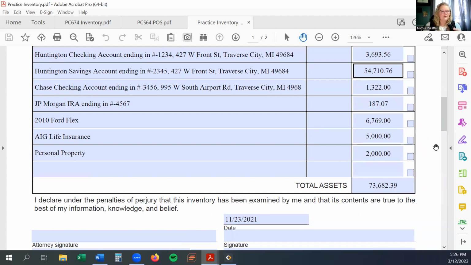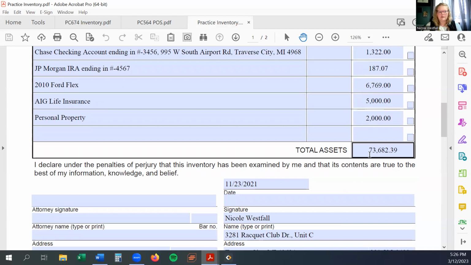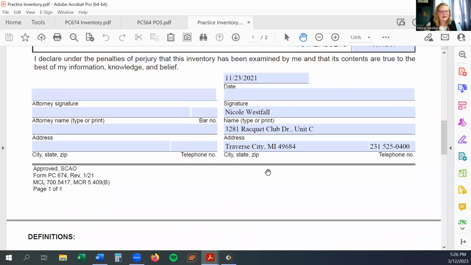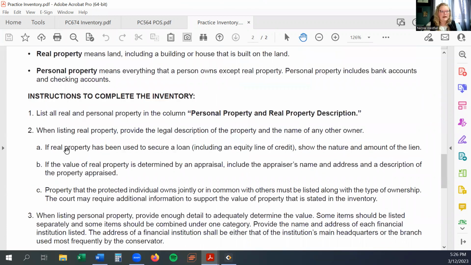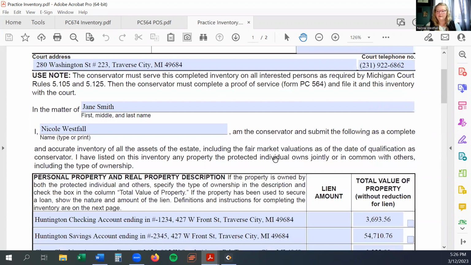Sometimes you have to estimate on the personal property. You're not always going to have an estate sale or something where you can get an appraiser to come out and tell you what the exact value is. You'll just throw down maybe $500, $1,000, $2,000 on there. So these were our total assets, $73,682.39. And then I just did that for purposes of this video, but that is the information that I would put on there. And then the instructions are the same. Okay. So that would be the inventory that I would submit.